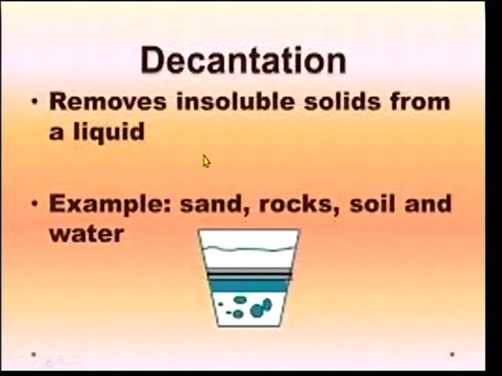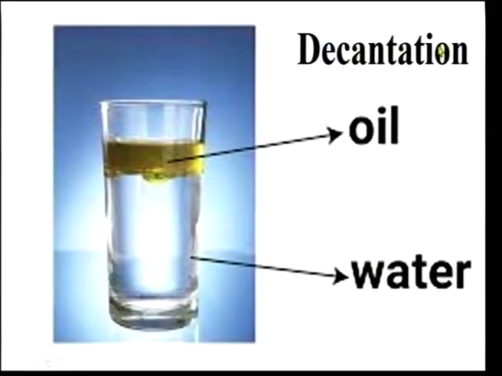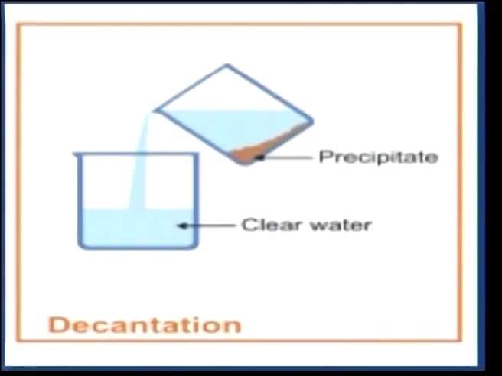What is the use of decantation, children? It removes insoluble solids from a liquid. What is the example? You can separate sand, rocks, soil and water. Children, you can also separate oil and water because oil is not soluble in water. As oil floats on water, you can easily hold it upright down in a slanting position into another beaker. You can remove the oil and separate water from oil. So, what is decantation, children?